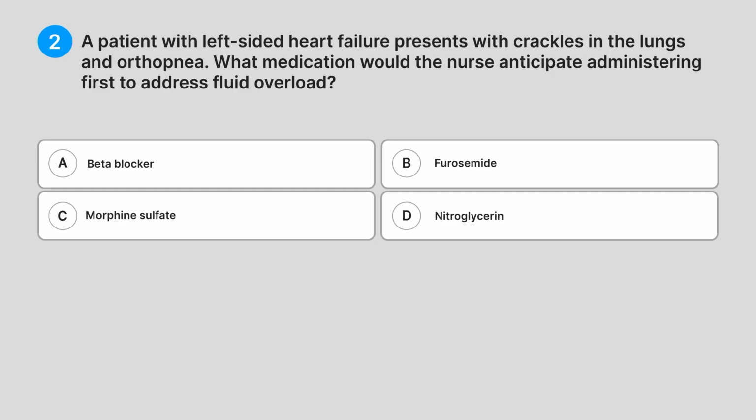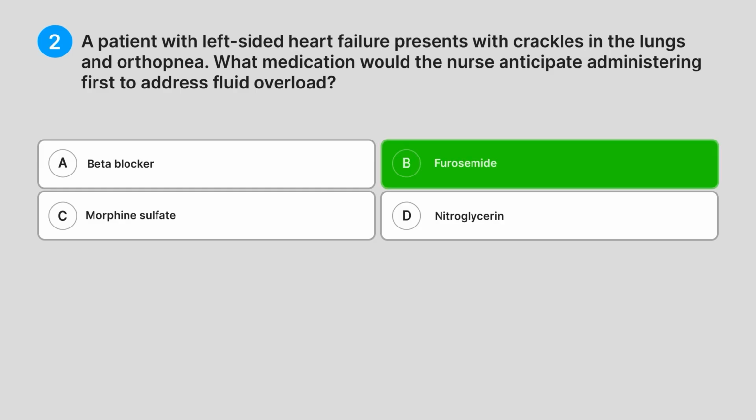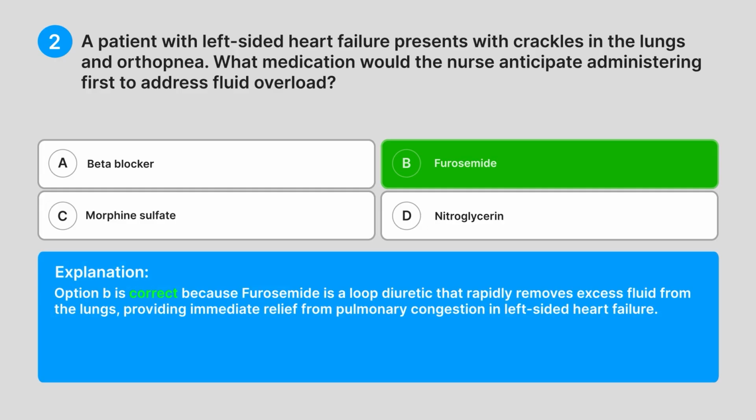Correct answer, B. Furosemide. Explanation. Option B is correct because furosemide is a loop diuretic that rapidly removes excess fluid from the lungs, providing immediate relief from pulmonary congestion in left-sided heart failure.